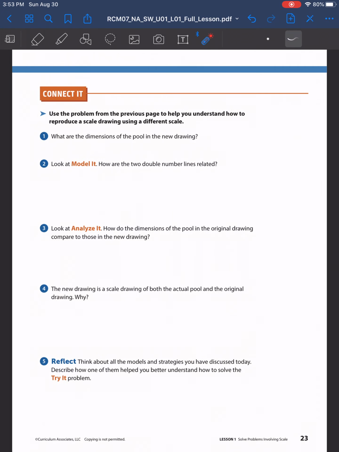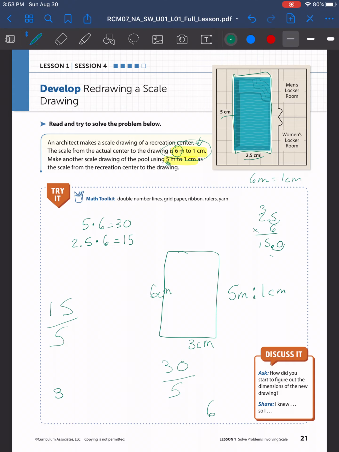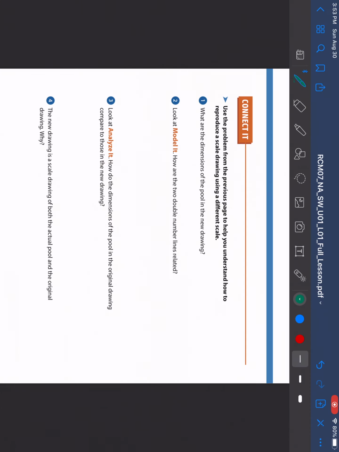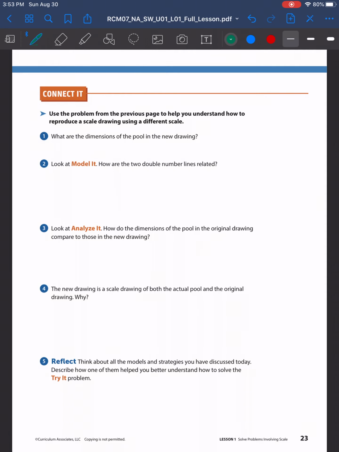Okay, let's go ahead and connect it. What are the dimensions of the pool in the new drawing? So the one I just did, the dimensions are 6 to 3. Let me go ahead and turn my paper real quick. I've got my sticky notes everywhere like normally. Okay. Boop. What are the dimensions of the new pool drawing? They are 6 centimeters by 3 centimeters.